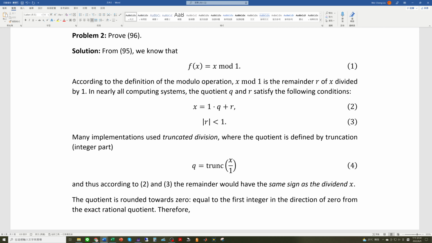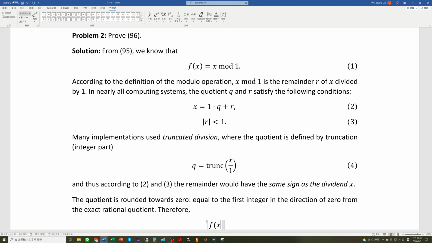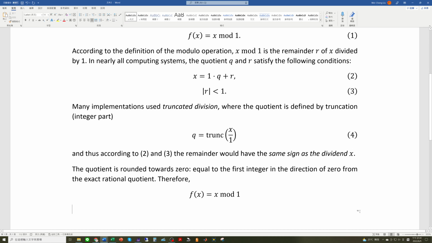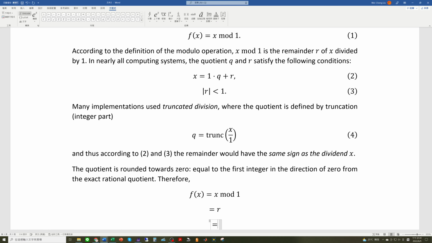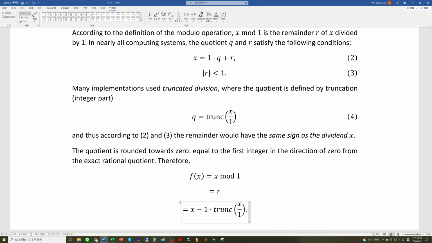Therefore, f of x is equal to x modulo 1, which is equal to R, which is equal to x minus 1 times trunc of x over 1. So this is equation 5.